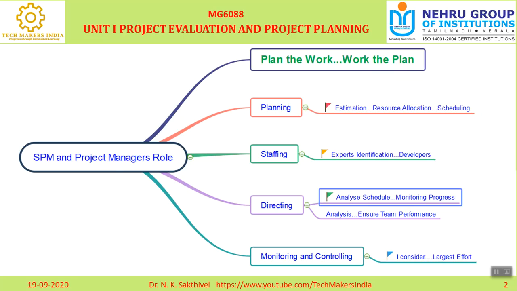With this idea, I would like to highlight the roles of project managers. When we are studying software project management, we want to understand these four points. Number one is planning. Number two is staffing. Third, directing. And fourth is monitoring and controlling. As far as I am concerned, I consider these four points. Other experts may refer to different points, but the idea is this: planning, staffing, directing, and monitoring and controlling.